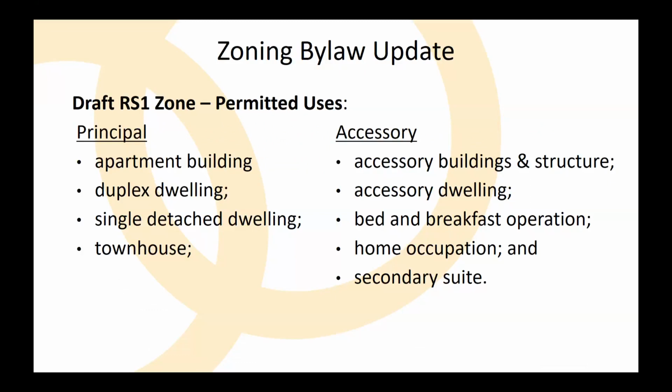It's proposed that apartment buildings, duplex dwellings, single detached dwellings, and townhouses be permitted. And you can see here another big change under accessory. There are clear references to accessory dwellings, which are detached standalone dwelling units, and secondary suites as being permitted uses, secondary suites obviously being incorporated within the footprint of a single detached dwelling, so not a standalone unit.